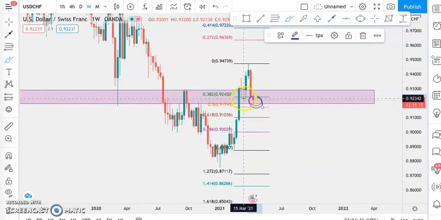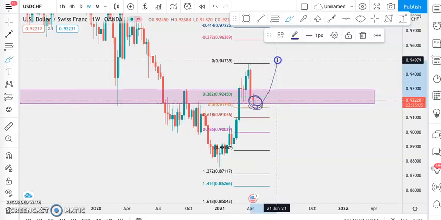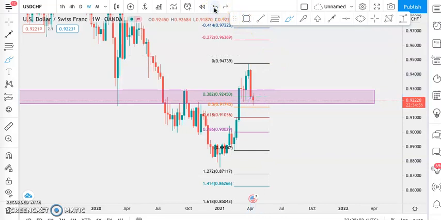The market has already tested the 382 fib. We could still get a small push to the downside to the 50 fib area here, possibly before the rejection to the upside for more continuation and the creation of a higher high. So this is the situation from the weekly time frame.